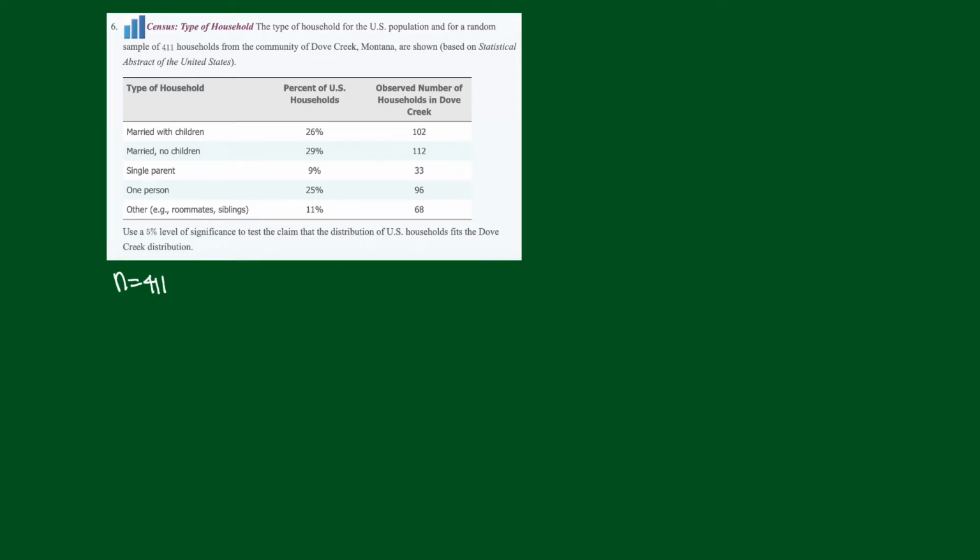So apparently there are 5 different types of household: married with children, married no children, single parent, one person, and other, roommate, siblings, etc. And then the table shows that 26% of all households in the U.S. are married with children. 29% of all households in the U.S. are married no children, and so on.